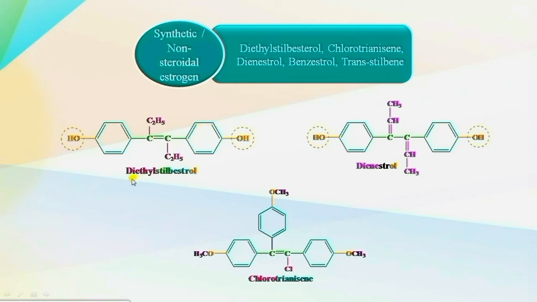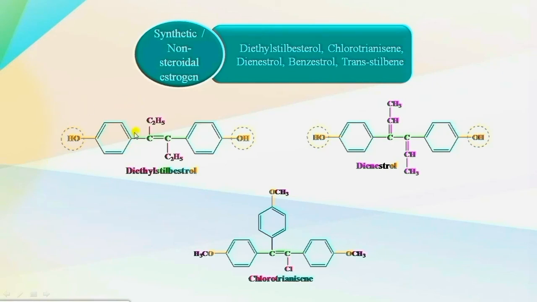So, the structure of diethylstilbestrol. The diethyl indicates two ethyl groups are present. Stilbestrol indicates a benzene ring and hydroxyl group. You will find this benzene ring and the hydroxyl group, or you can consider this ring as a phenol nucleus.